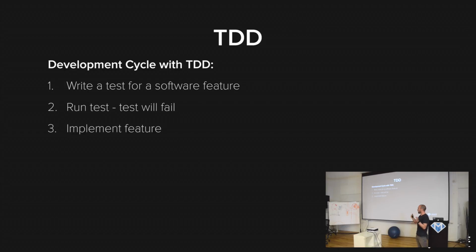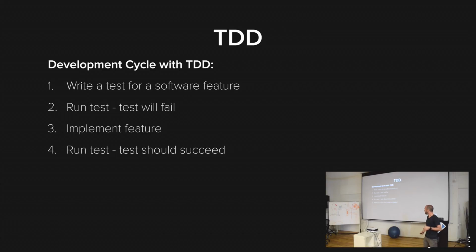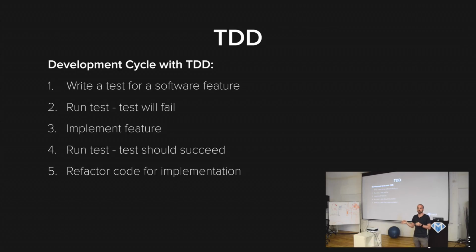And then you go into your application code, and you actually implement the feature. And after you have implemented that feature, and you believe that you've written the code that makes the feature work, you run the test again, and then you should see that the test now runs successfully. And the cool part about this is you now have specified exactly how your application works, and you can easily refactor the code that you use for the implementation later on.